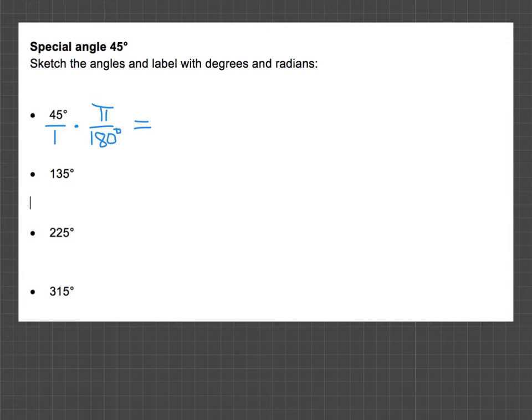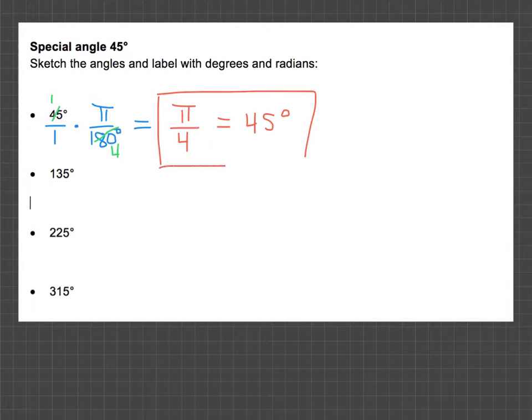So 180 degrees, the degrees will cancel. We can do a little bit more canceling by saying that 45 goes into 45 one time and 45 goes into 180 four times. So what we have in the numerator, we've got 1 times pi. In the denominator, we have 1 times 4. So we want to remember that 45 degrees is pi over 4 in radian measure.